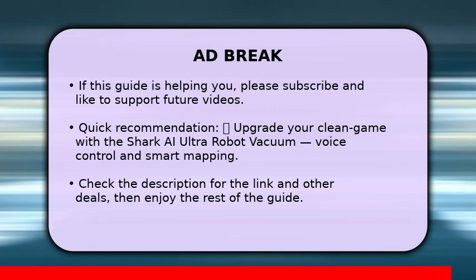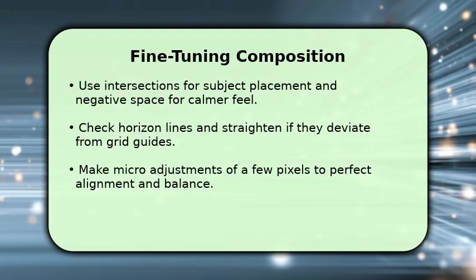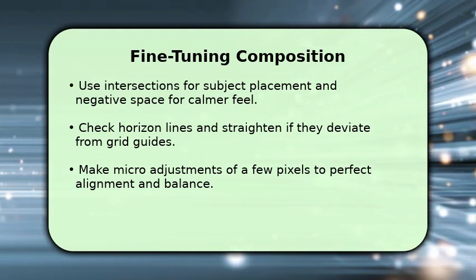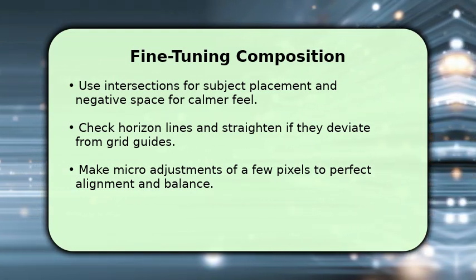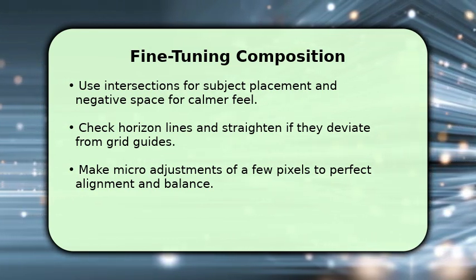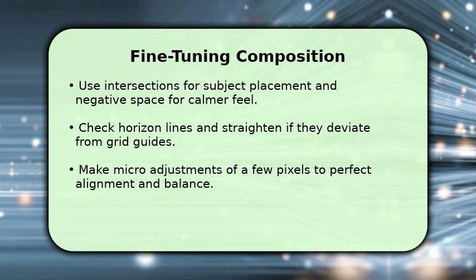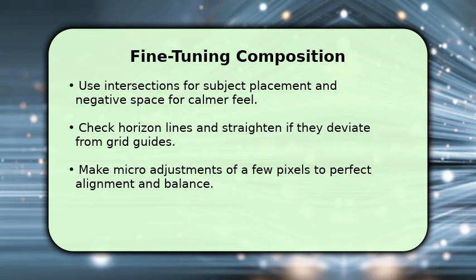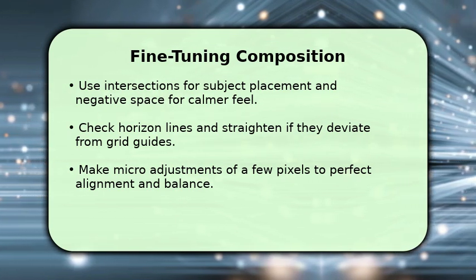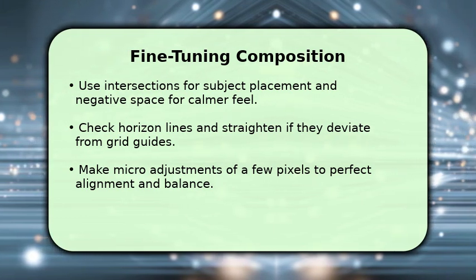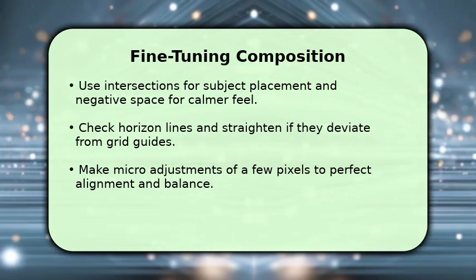Now let's get back to the video. With your grid active, place the main subject on intersections for stronger composition and use negative space to create breathing room. Check horizon and vertical lines against the grid and straighten imperfections to maintain a professional look. Make micro adjustments of a few pixels and zoom in to confirm alignment. Compare different crops and choose the version that communicates your story best. Then lock settings and prepare your final export for sharing.